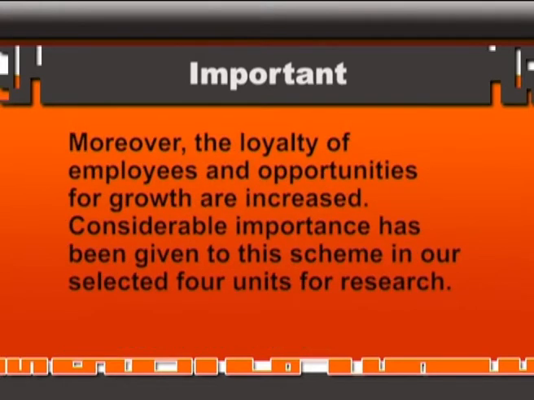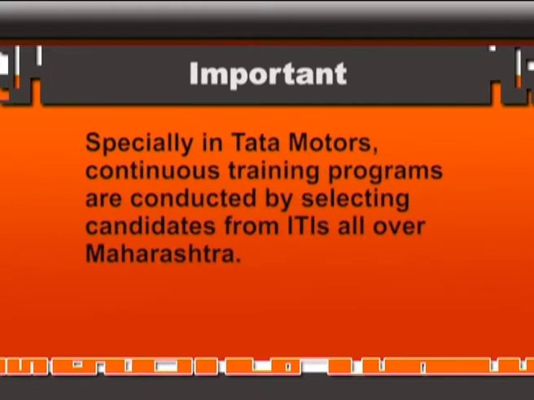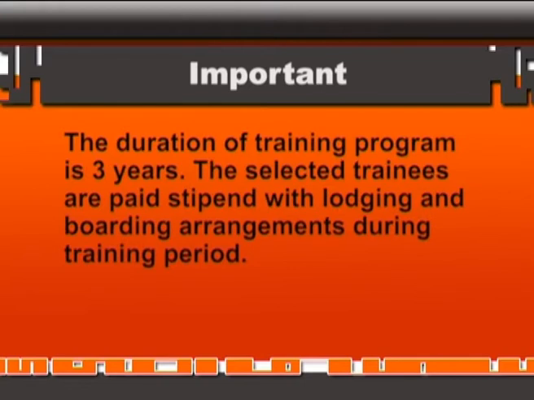Moreover, the loyalty of employees and opportunities for growth are increased. Considerable importance has been given to this scheme in our selected 4 units for research. Especially in Tata Motors, continuous training programs are conducted by selecting candidates from ITIs all over Maharashtra. The duration of the training program is 3 years. The selected trainees are paid a stipend with lodging and boarding arrangements during the training period.